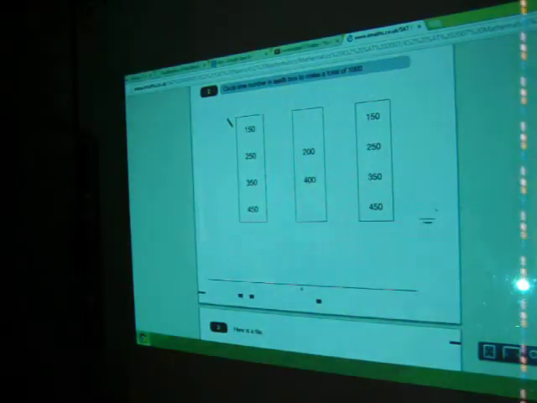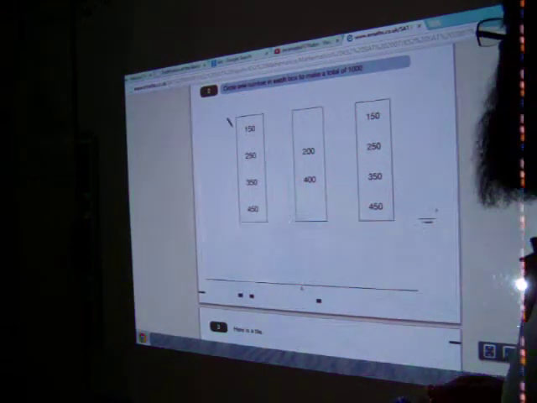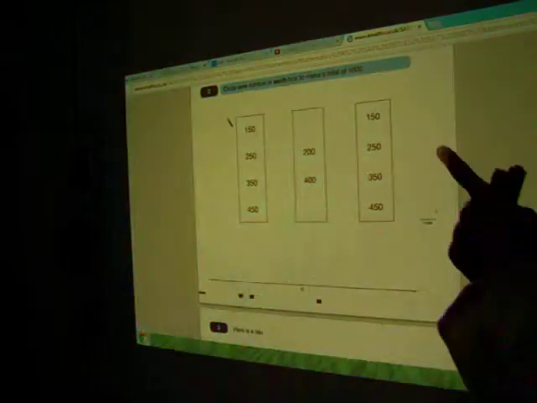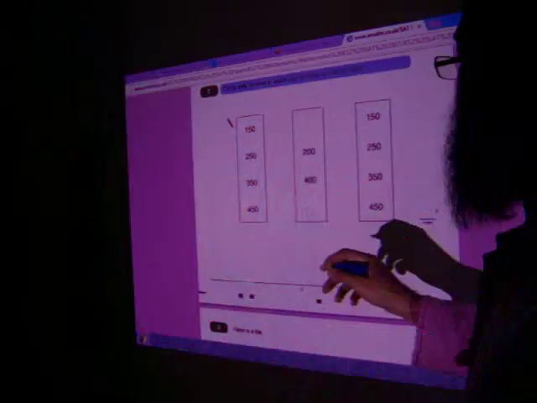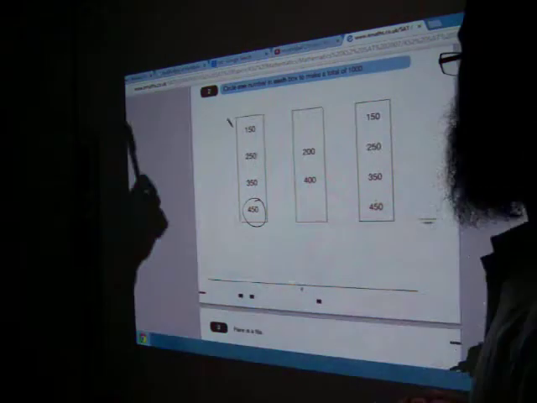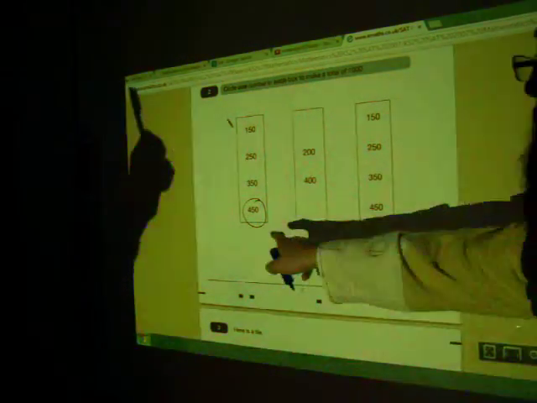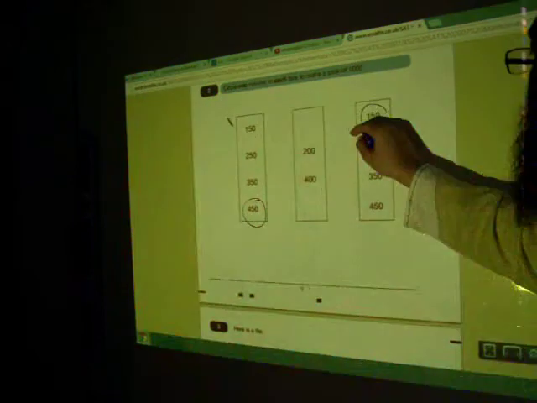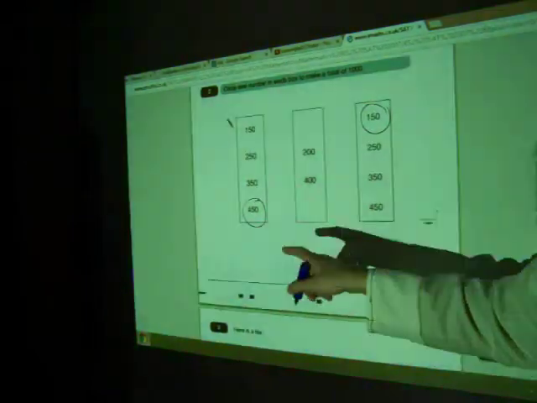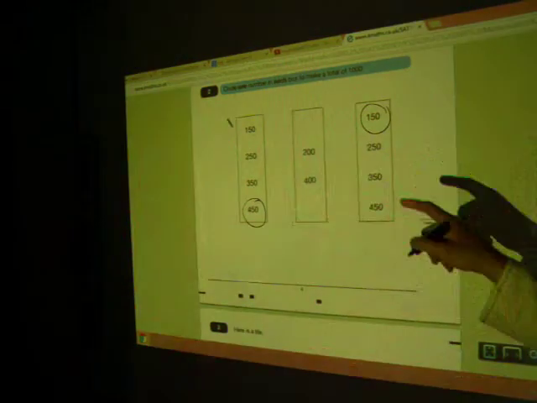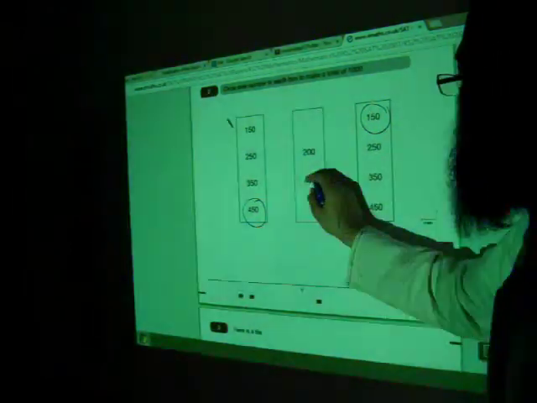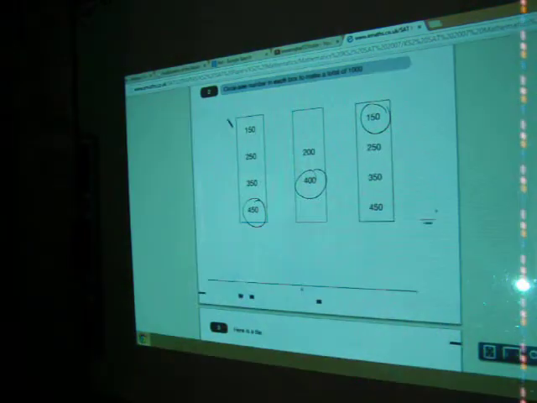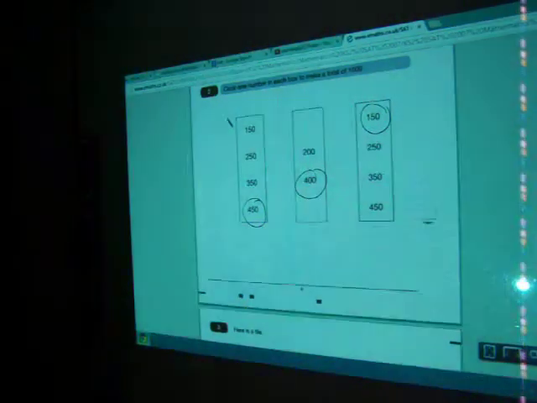Circle one number in each box to make a total of 1,000. Mr. Idris, give me the first number. 450. Now with the 450, you need a 550 on the other side, don't you? So we have 150, that will give you 400, so that will be 400, 500, 600. And now we need another. 400. Okay, we're happy with that combination? That's one combination. I did 200 and 350. So you've got 1,000? Yes, fine.